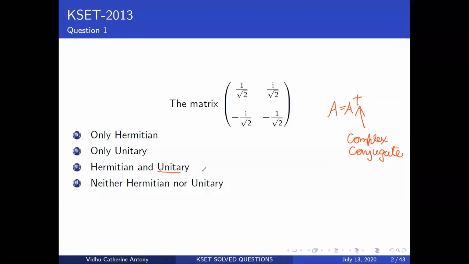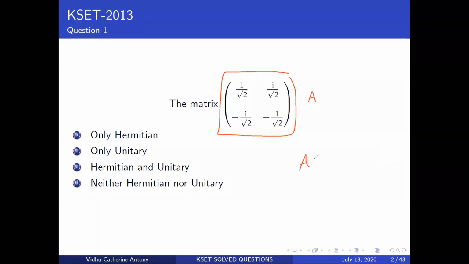What about unitary? A unitary matrix is usually denoted as U, and U U dagger is equal to I. Now I will go on to the solution. This is pretty simple. This is your matrix A, and you have to check if A is equal to A dagger, and you have to check if A A dagger is equal to I.